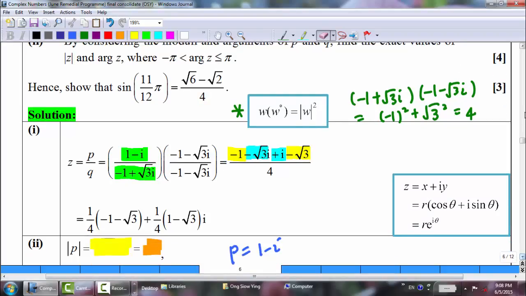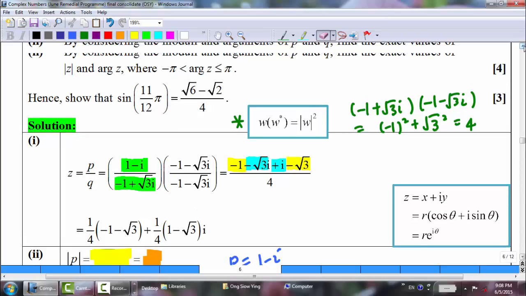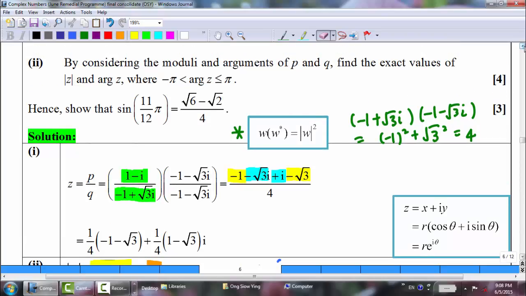Then after that, the second part. What are you supposed to do for part 2? They say, considering the modulus and argument of P and Q, find the exact value of mod Z and argument of Z. If you look at it, they already give you a clue that you have to find the modulus and argument of P and Q. So what you are interested in now is not so much x and y, but more on R and theta, the modulus and argument.